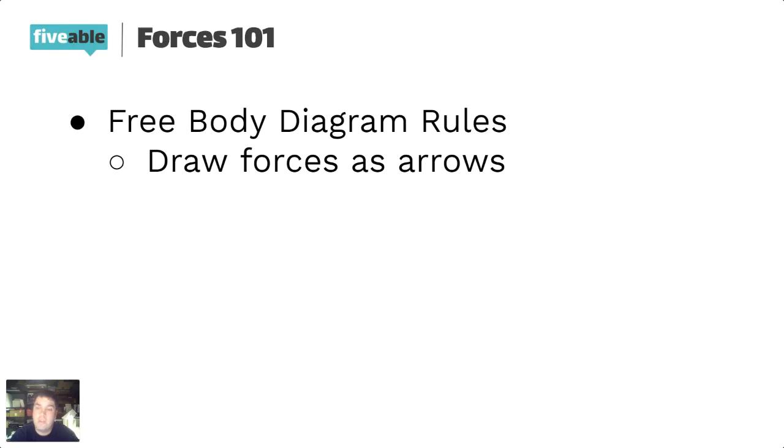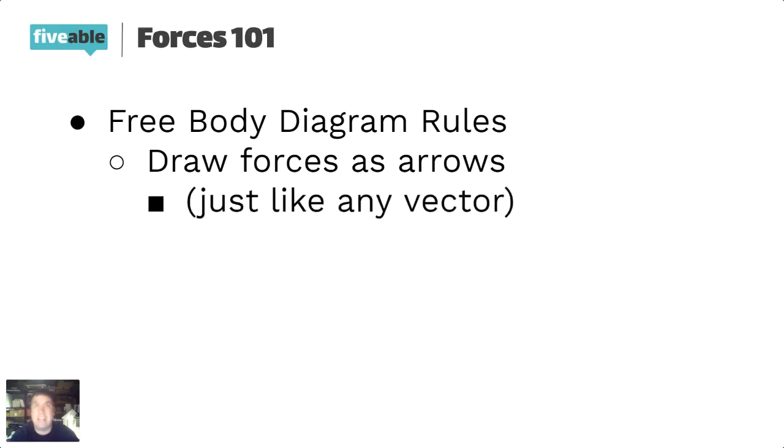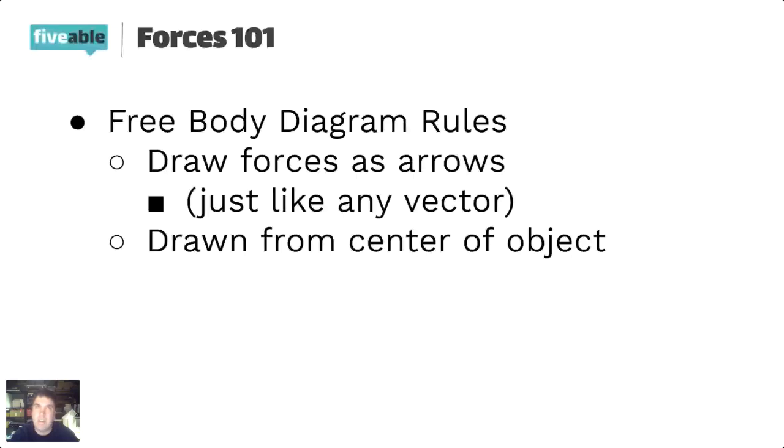All right, so we draw forces as arrows because forces are a vector. And any vector we want to represent on a picture could be a velocity, could be an acceleration, displacement, anything like that. We're always going to draw them as an arrow. So free body diagram rule number 1, we draw our forces as arrows. And rule number 2, we draw them from the center of our object. So typically, we're going to represent our object as a dot or a box or a circle, and then we draw our arrows acting from the center of that.